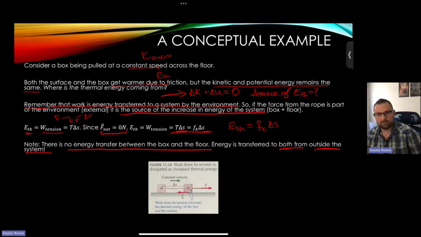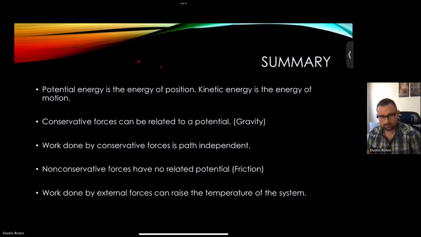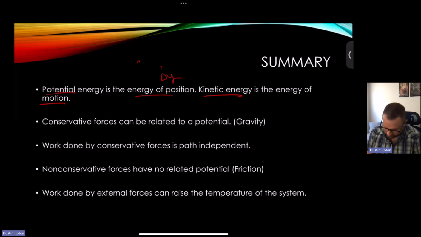So just a quick summary, if my slide will change. There we go. So potential energy is the energy of position. I think I've said this several times, but it's always good to keep in mind. Kinetic energy is the energy of motion. Okay, so here we have like a delta Y for the potential energy. Then we have like a delta V, or a change in velocity, for the kinetic energy.